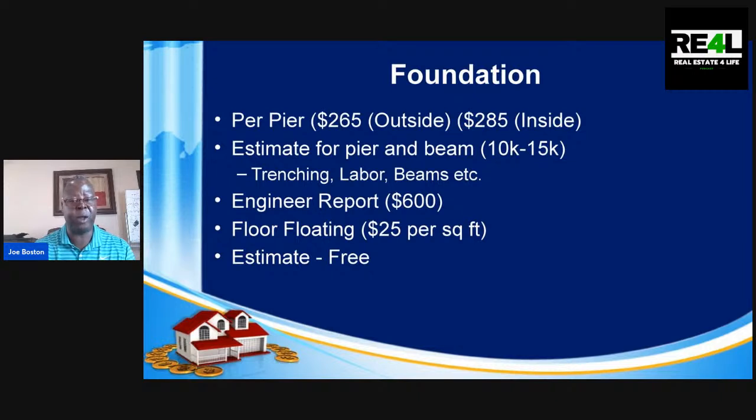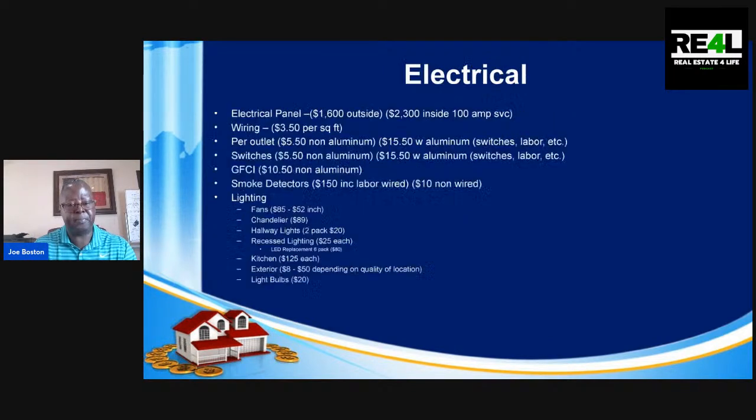Floor floating. If you're not going to do your complete foundation, sometimes you just do partial, but your floors might not be level. They will use material to actually coat your floor to make it level. It's about $25 a square foot. And then your estimates for the most part are free. So, like I said in the previous slides, get at least 3 bids so that you can see what you're paying. Next is electrical. And your electrical, there can be multiple things that it's comprised of.